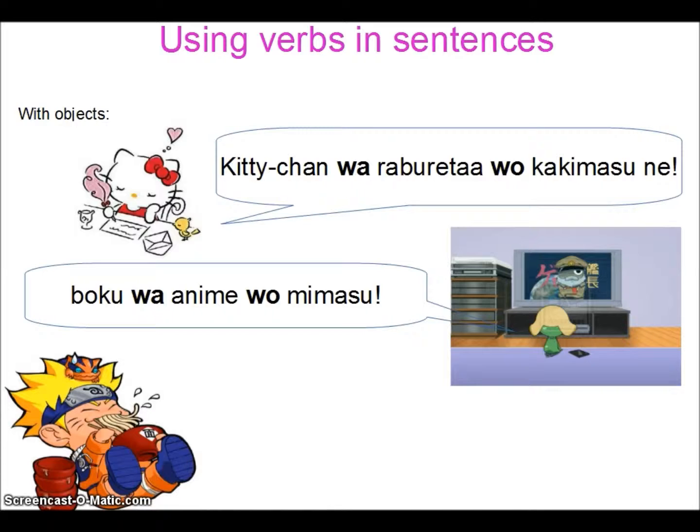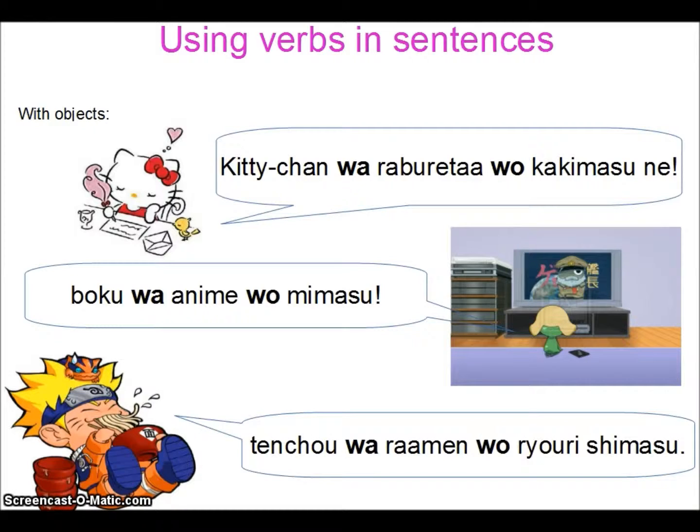So finally at the bottom we have Naruto, and he's eating ramen because he loves ramen. So he's going to tell us, 店長はラーメンを料理します. Tencho is like the shop owner, so in Naruto's world, this is the shop owner who owns the ramen shop. So he's saying the shop owner cooks ramen. Tencho wa ramen o ryori shimasu.